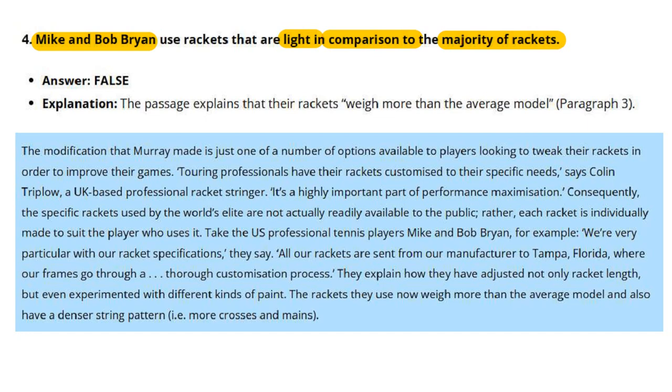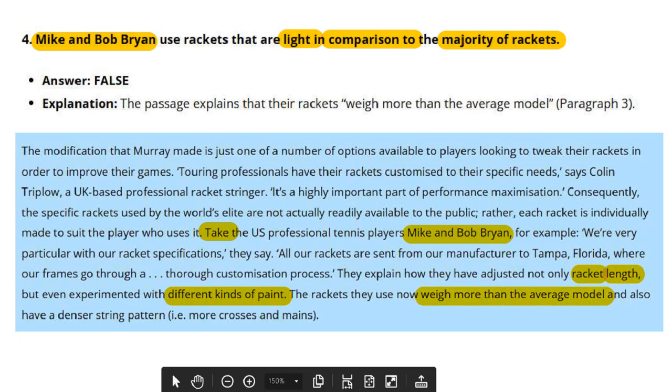We will use paragraph three actually, and here we'll need to start with this sentence, and the whole sentences we need to read. Take the US professional tennis players Mike and Bob Bryan. For example, we are very particular with our racket specifications, they say. All our rackets are sent from our manufacturer to Tampa, Florida, where our frames go through a customization process. They explain how they adjusted not only racket lengths, but even experimented with different kinds of paint. The rackets they use now weigh more than the average model and also have a denser string pattern. It means more crosses and mains.